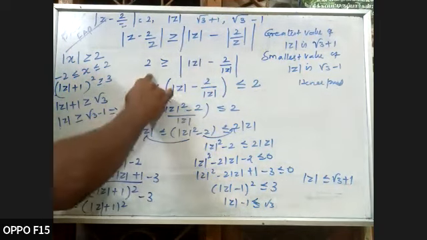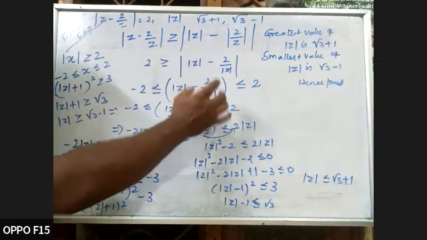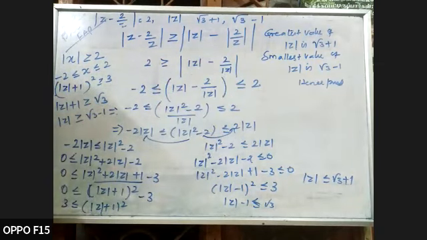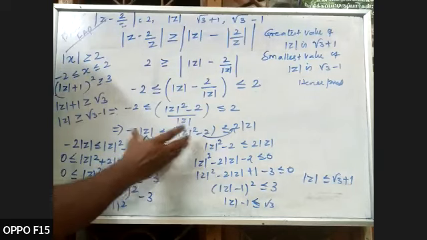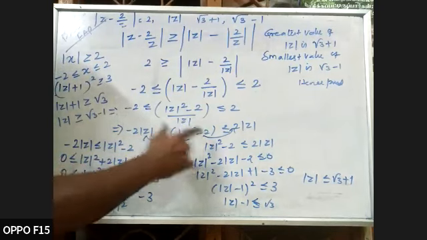இங்க 2 greater than சொல்லியிருக்கேன். அதனால -2 less than or equals to modulus of (z minus 2 divided by z) less than or equal to 2. Now I am taking LCM and cross multiplying, we'll get modulus of z square minus 2 divided by modulus of z. Now cross multiply, we'll get -2 into modulus of z is less than or equal to modulus of z square minus 2 less than or equal to 2 into modulus of z. Just I am comparing the first two factors, that is -2 modulus of z is less than or equal to modulus of z square minus 2.